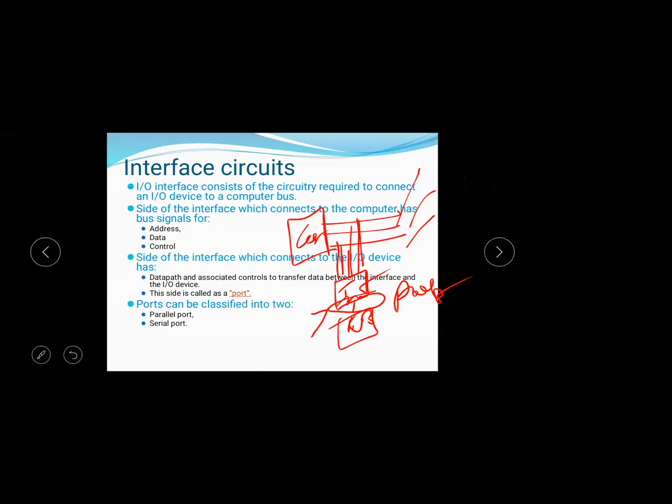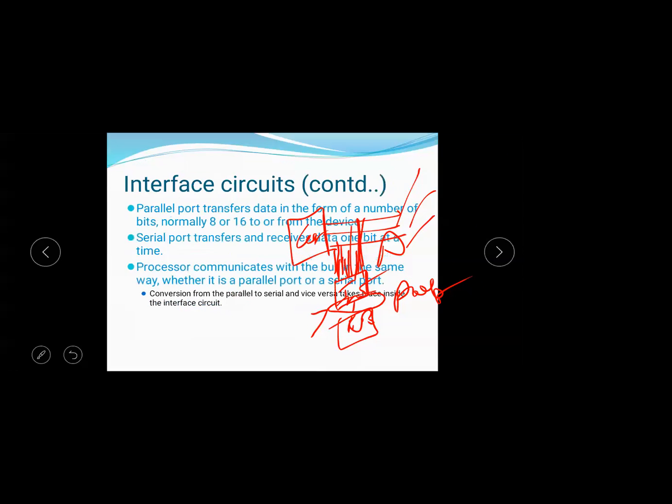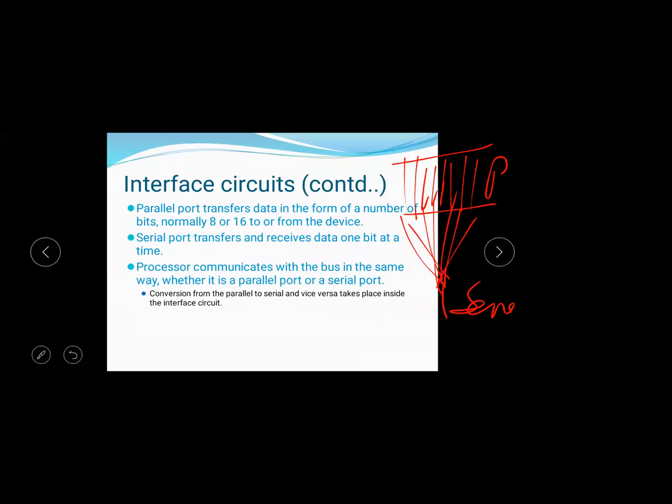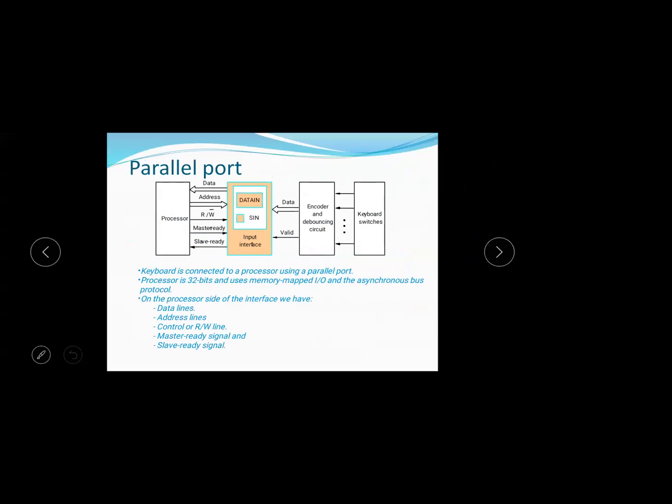From the interface to the system bus, the data is transmitted in parallel. If it is transferred in parallel, there is no problem; the interface transfers in parallel to the bus line. If the keyboard is sending the data serially, then that signal must be converted from serial to parallel and then transferred to the system bus. Conversion from parallel to serial and vice versa takes place in the interface circuit. This is the parallel port.